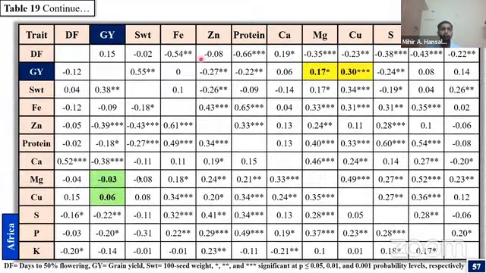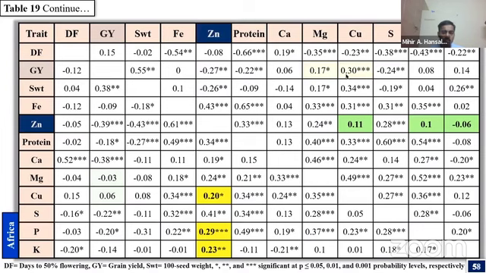Grain yield is non-significantly associated with magnesium and copper in African germplasm, whereas these same traits are significantly and positively correlated in Asiatic germplasm. Zinc is non-significantly associated with copper, phosphorus, and potassium in Asiatic germplasm, whereas it is highly significant and positively correlated with copper, phosphorus, and potassium in the African germplasm.